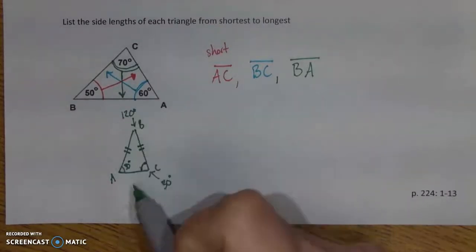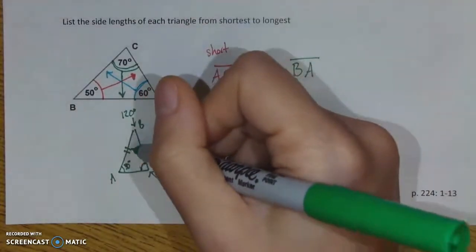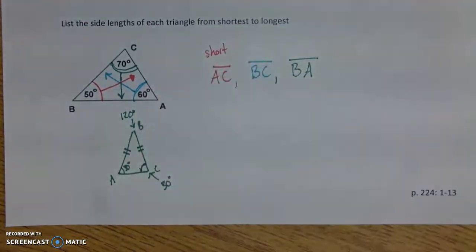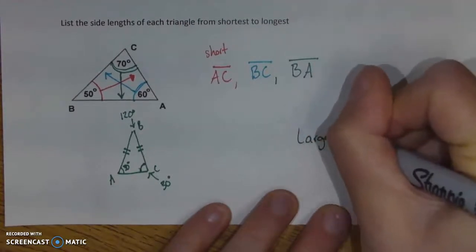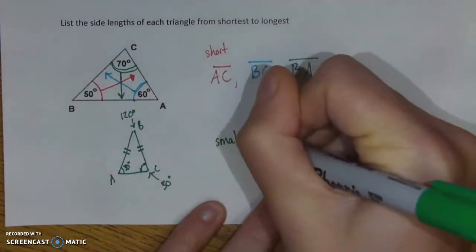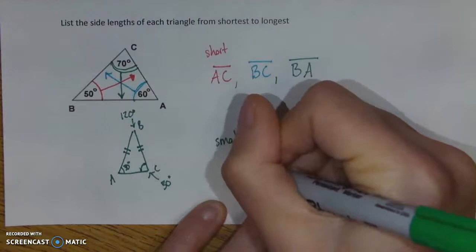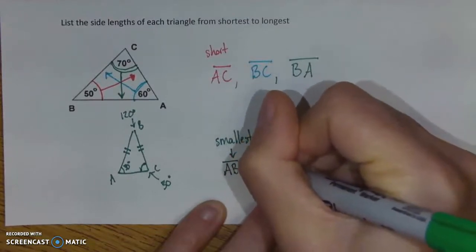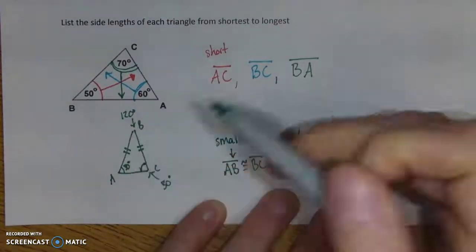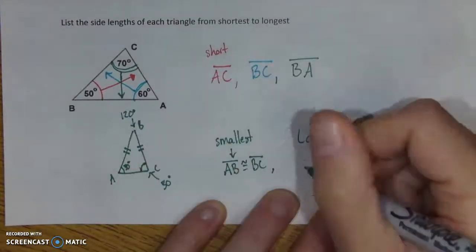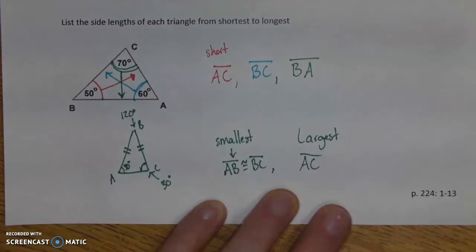However, I also know that this picture is super unreliable because my largest side is going to be opposite the largest angle. So that means my largest side is actually AC. So if I was going to list my sides from smallest to largest, I'd actually have a tie for smallest. Smallest is going to be AB, which is actually congruent to BC. And my largest side is going to be the one opposite B, because B has the largest angle, and that is AC. Again, do not trust the picture, only trust the measurements written on it.